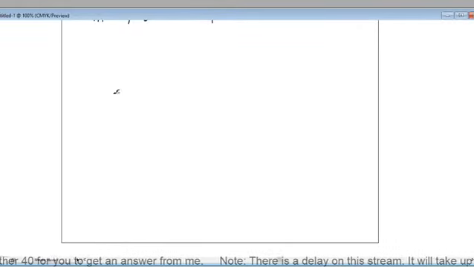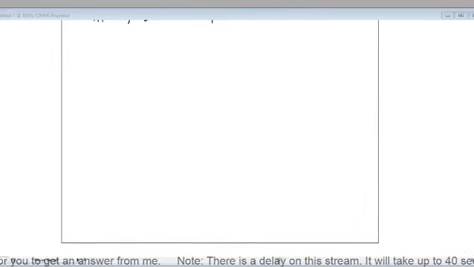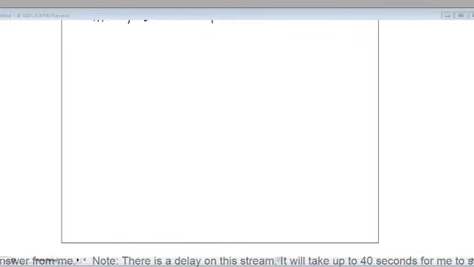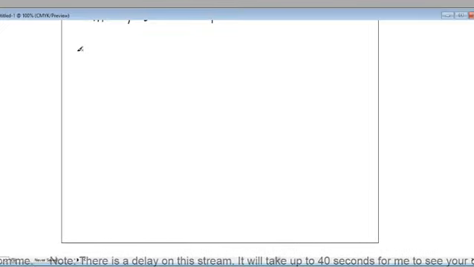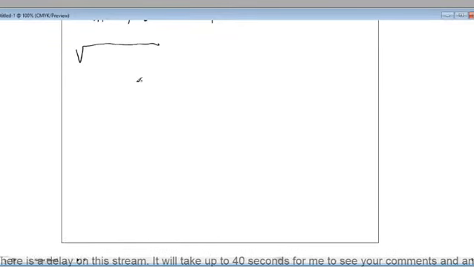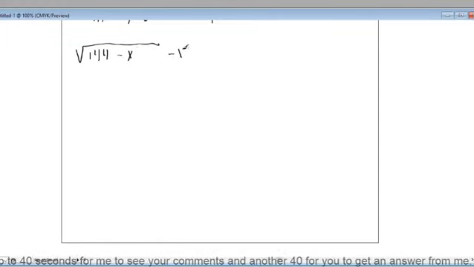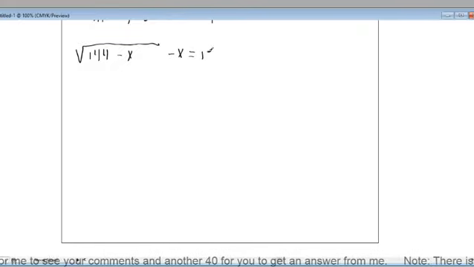Okay, last question, number 11. We are given the square root of 144 minus x, minus x, equals 12. Okay.